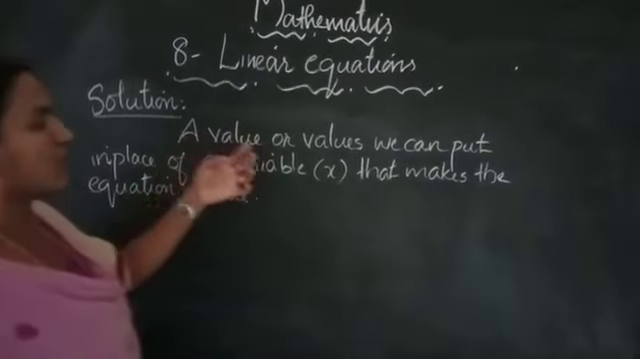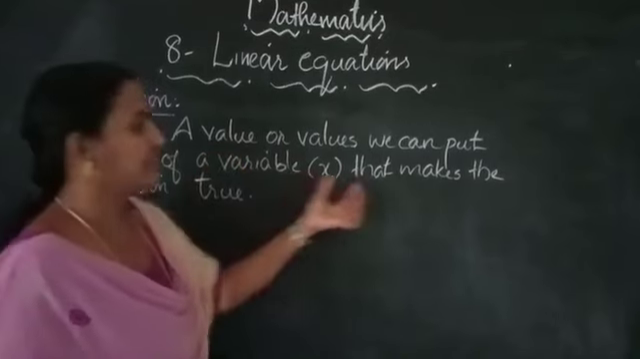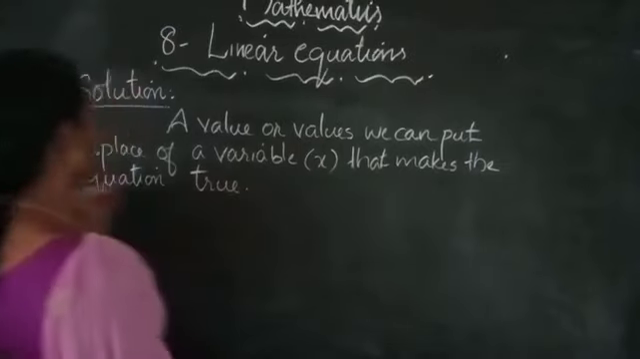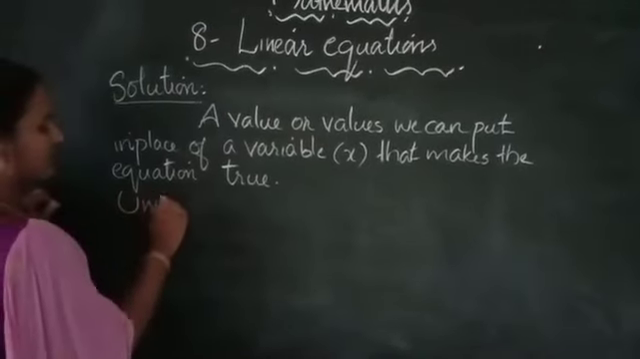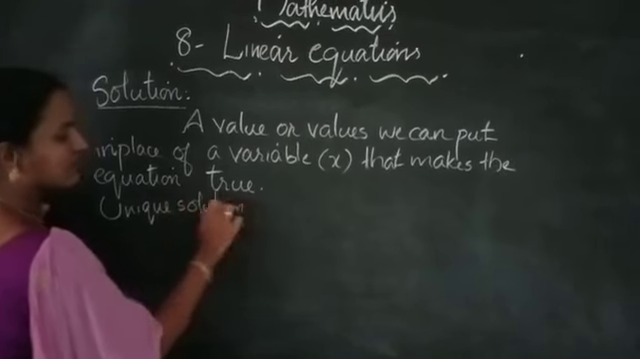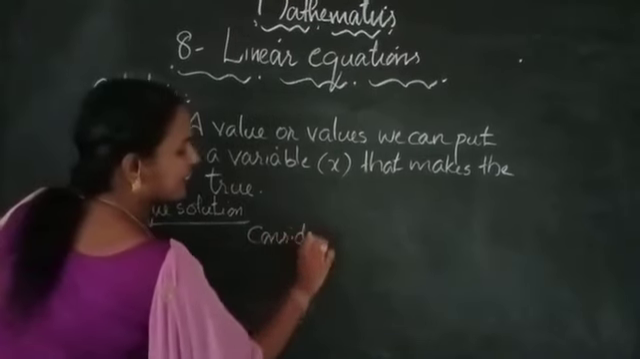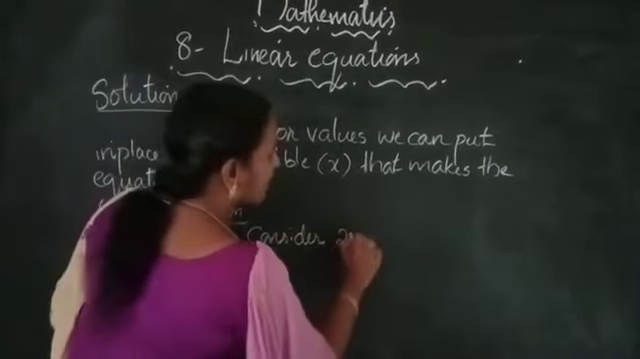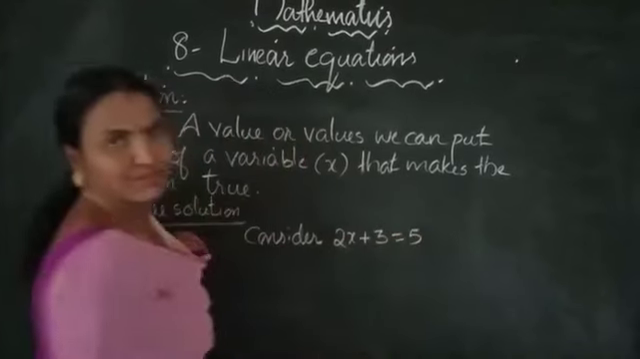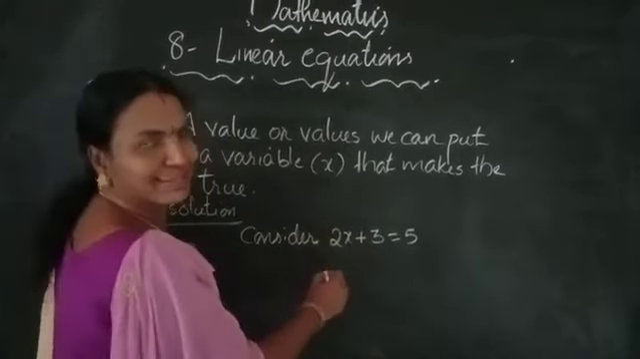Solution: a value or values we can put in place of the variable x that makes the equation true. Next we shall discuss unique solution. Consider the equation 2x plus 3 is equal to 5. We have to find the value of x.